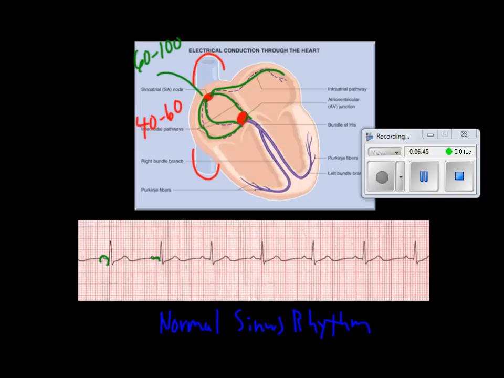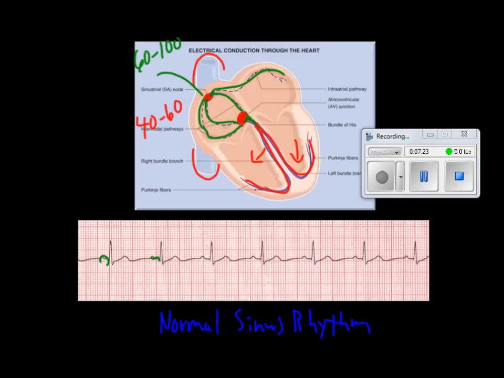Now, once the signal reaches the AV node, it's going to start heading down toward the bundle of His specifically. So the bundle of His is really the top of the bundle of His system, where it branches off into the left and right bundle branches. Each bundle branch is responsible for depolarizing that ventricle. So the left bundle branch, which is this one, is responsible for depolarizing the left ventricle, and the right bundle branch, which would be this, is responsible for depolarizing the right ventricle.